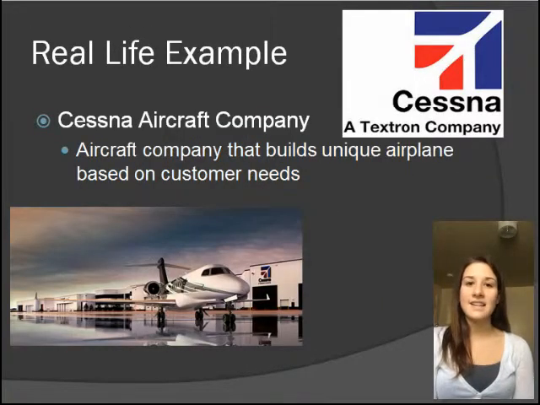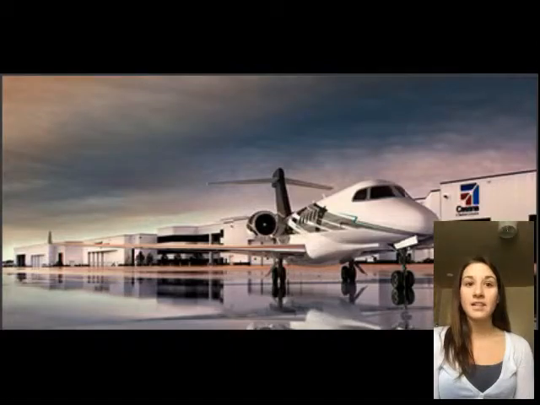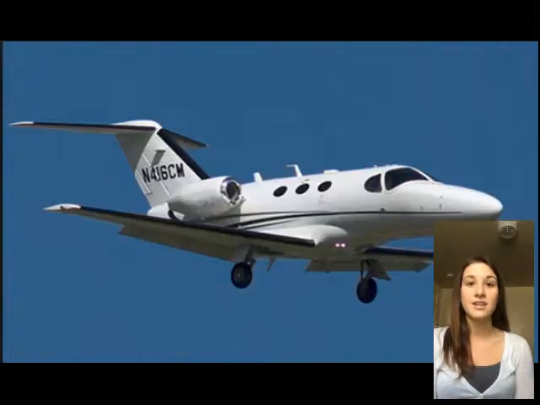Finally, we will look at Cessna Aircraft Company. Cessna is an aircraft company that builds unique airplanes based on customer needs. These items are not mass-produced, but rather follow the steps in the sequence of events in the job order costing system. Airplanes are not a product that is developed weekly. Therefore, job order costing is the best possible costing system to use.